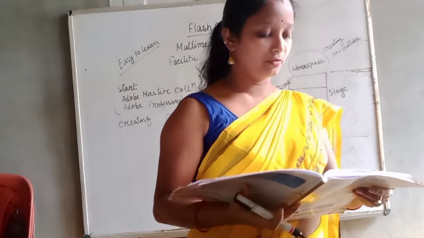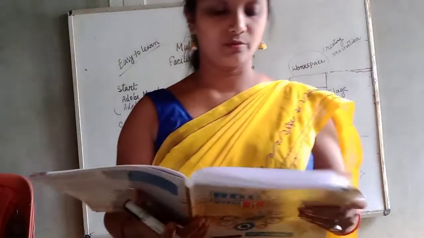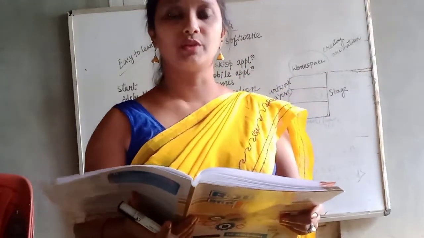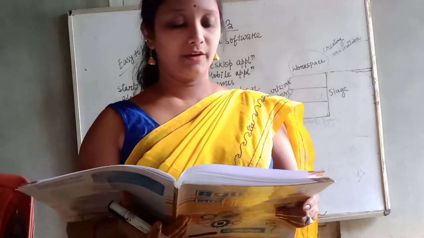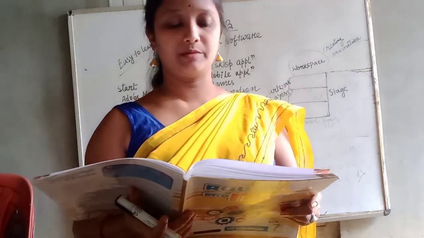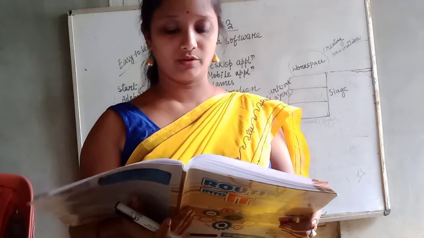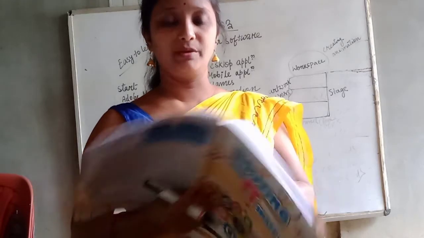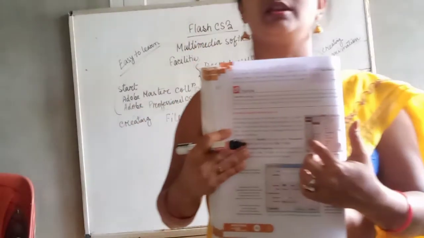Setting document properties. How to set the document properties? First go to the Modify tab. In the Modify tab you can select Document Properties, and there you can see different types of settings, and bitmap symbols will be available here. This part is called document properties.